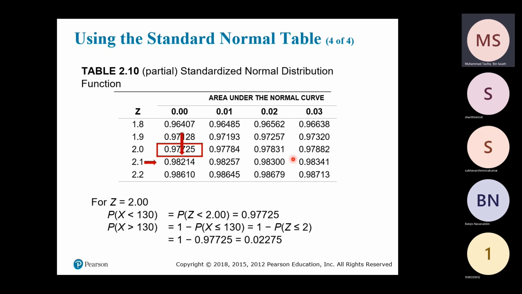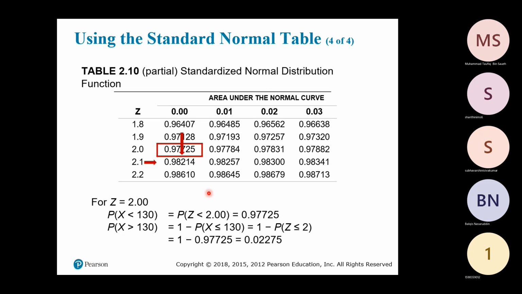So if you want to sell 130 kilograms, it means that you want to sell 130 kilogram or less. Because you want to see what is the possibility you can sell 130 kilogram at most. So based on the table, it is 97.725% chances you can sell 130 kilograms of rice per day.